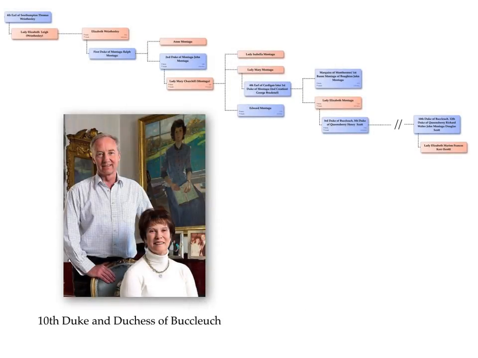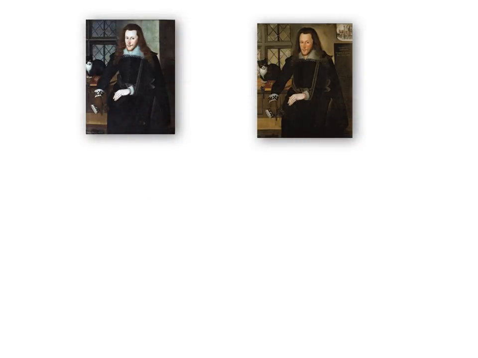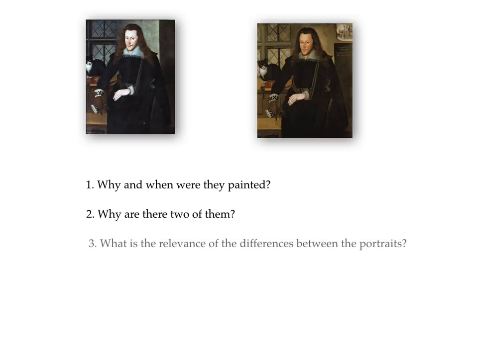So we have a direct line from the 4th Earl of Southampton down to the 10th Earl of Bourton House. It's certainly interesting how the line survived in spite of a lack of available sons to carry on the name. So I think you will agree that both paintings have very plausible lines of descent. What do we want to know about them? Well, we want to know why and when they were painted, why there are 2 of them, what is the relevance of the differences between the portraits, and do they have any hidden messages?